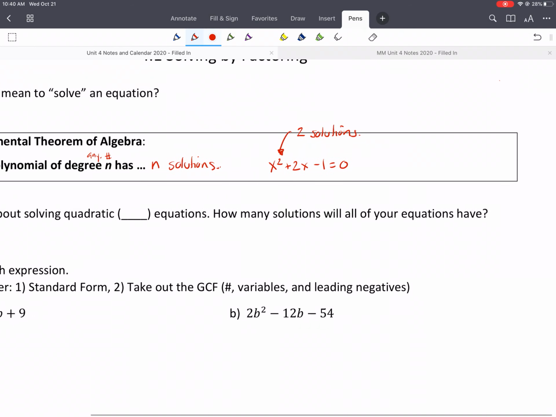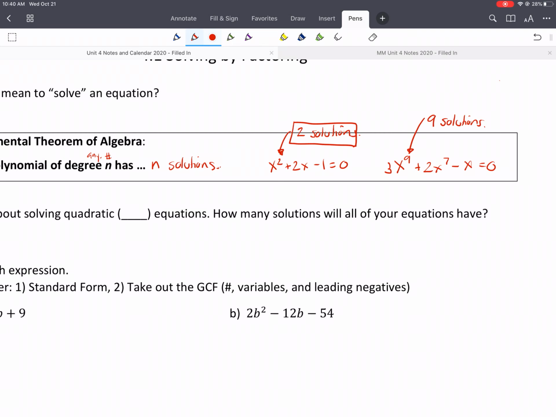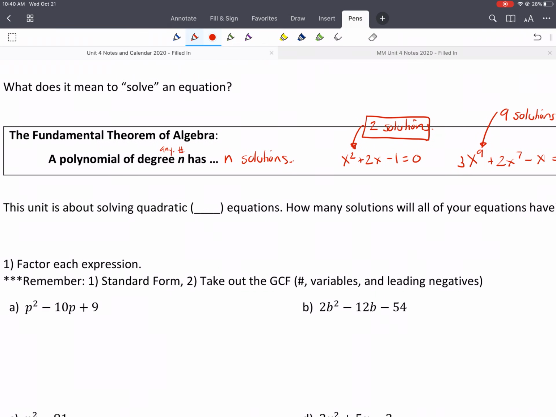Or if we had another crazy number, like maybe 3x to the 9 plus 2x to the 7th minus x equal to 0, since the degree is 9, there are 9 solutions. Thank goodness we don't have to do that, right? At least we're just doing 2 solutions. So that's what the fundamental theorem of algebra tells us. I'll have some questions on that on the homework, so make sure you understand what the fundamental theorem of algebra means.